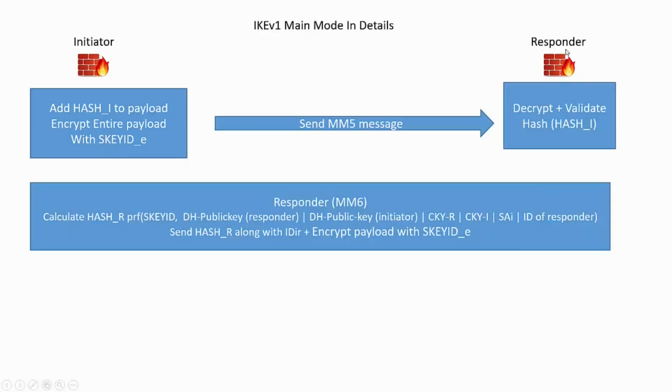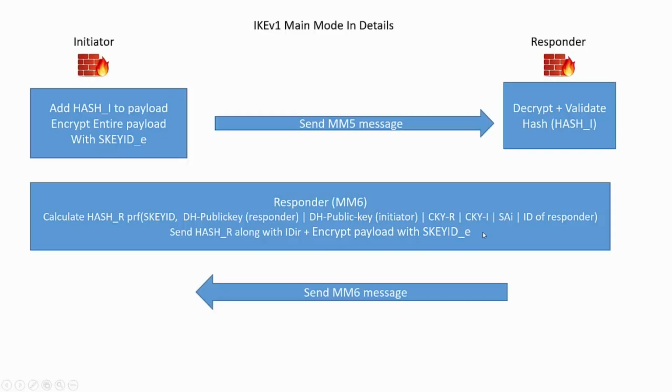Then, the responder would run a hash for the responder. This would include the Diffie-Hellman responder public key first, and then the Diffie-Hellman public key of the initiator, the cookie of the responder, and cookie of the initiator. The SA message, the first message, and the ID of the responder. So, it's going to add this hash with the ID of the responder and encrypt the payload with the SKEYID_e, and then send it to the initiator. That's message 6.